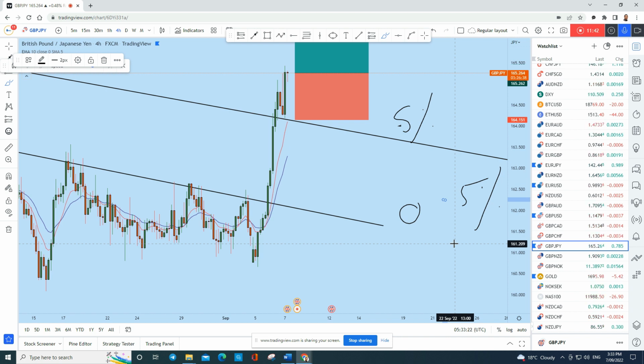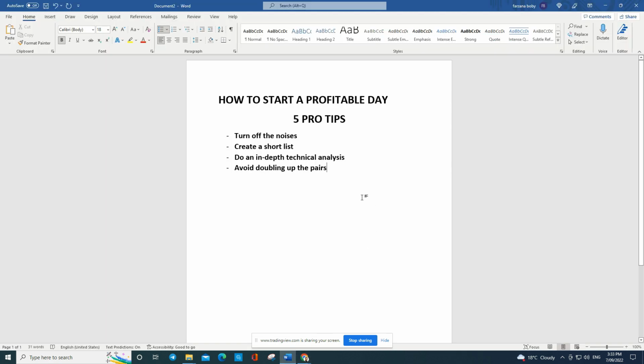But if I go in the opposite direction, in one pair if I buy and in the other pair if I sell, then I might be doubling up in opposite directions. So whatever happens, in most cases I might lose money. So that's how I normally try to manage when I'm doubling up the pairs. So this is the fourth tip that you can do as a trader.